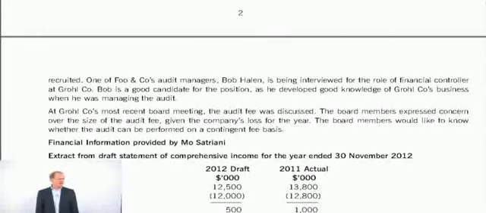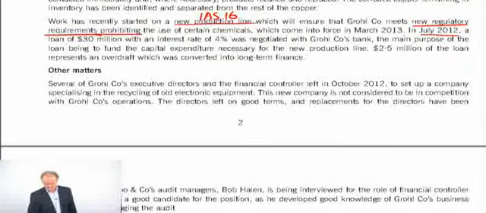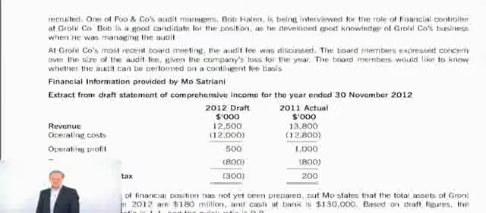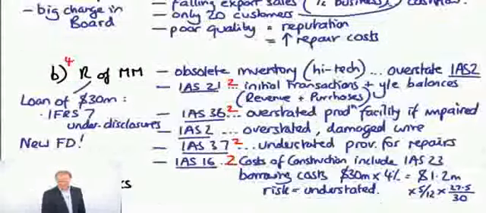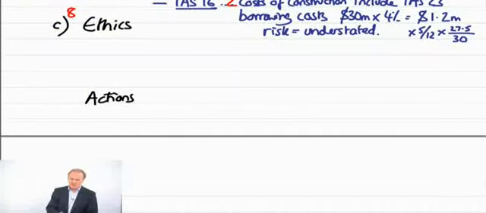I notice IAS 17 is being mentioned. I don't know if you're reading ahead and there's a lease coming up. I must admit, I haven't spotted any leases. So unless you've read ahead and there's a lease in the bit I've not read yet, no, can't see that. One of FOO's audit managers, Bob Halen, is being interviewed for the role of financial controller at Grohl. Finally an ethics issue. Not mentioned ethics at all down here, look.